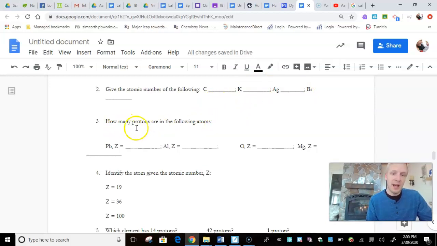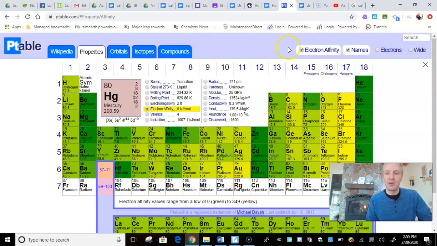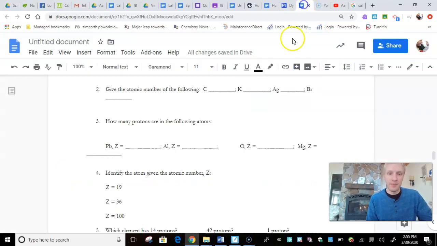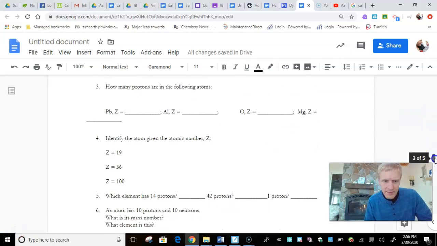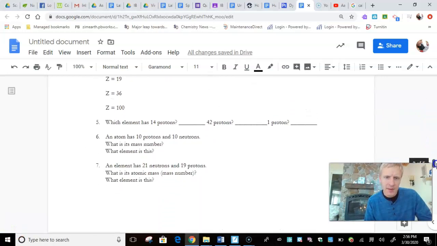For here, how many protons are in the following atoms? Alright, so again, this is the same question essentially. It's looking for the atomic number. So for lead, we'd go for Pb, it's number 82. So it has an atomic number of 82, therefore it has 82 protons. Alright, moving on.